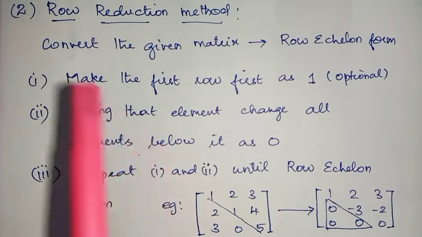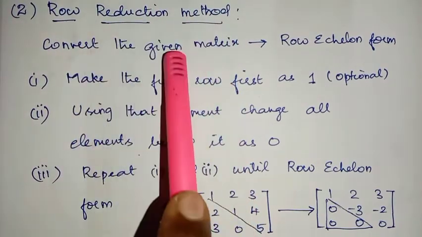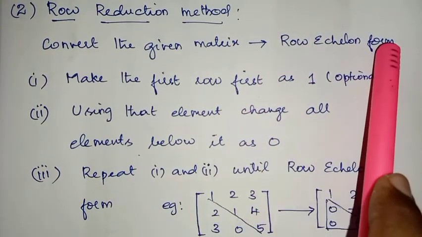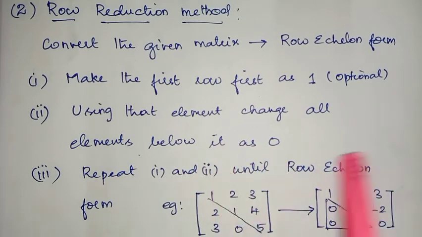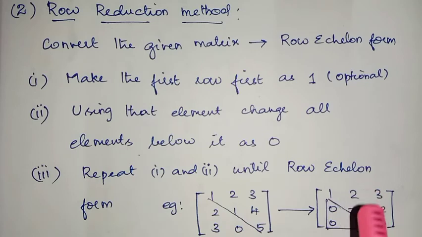So first, in the row reduction method, our first goal is to convert the given matrix into row echelon form. And what the row echelon form is, is given here. See, this is the row echelon form. This is the given matrix. I have to convert this given matrix into this form.